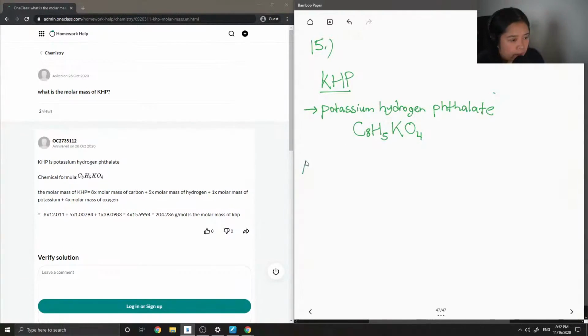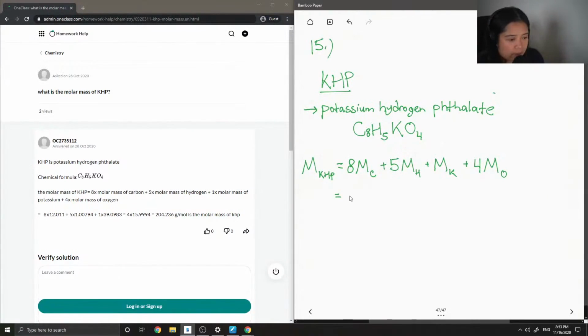Okay, so to find the molar mass of KHP, it's going to be 8 times the molar mass of carbon, which you would just find on your periodic table, 5 times the molar mass of hydrogen, since there are 8 carbon atoms and 5 hydrogen atoms in KHP, plus the molar mass of potassium, so we don't need to multiply it by anything since there's only 1 atom of potassium. Lastly, plus 4 times the molar mass of oxygen.